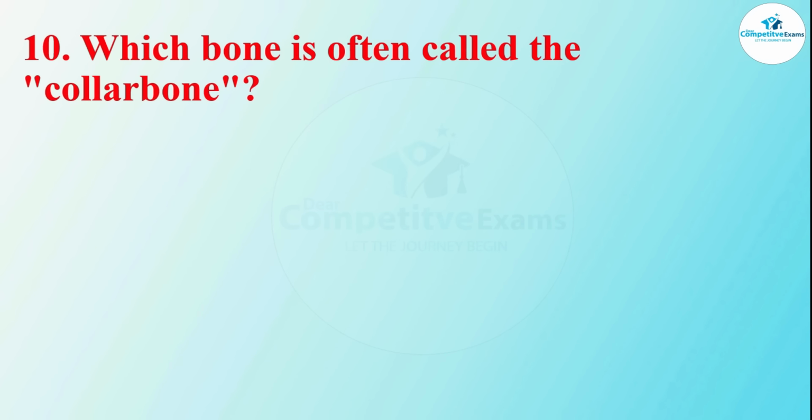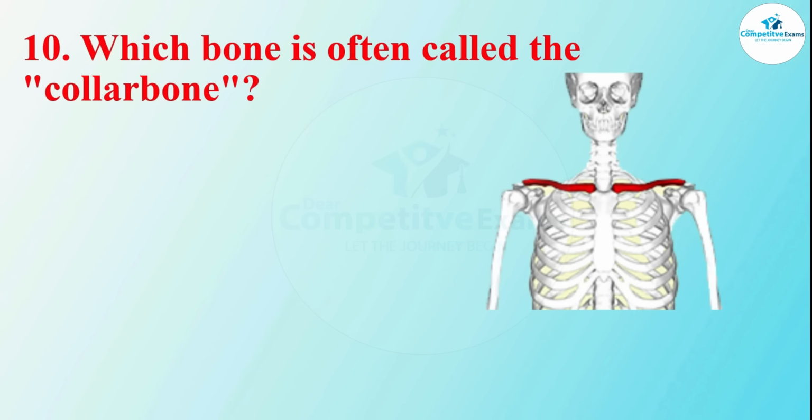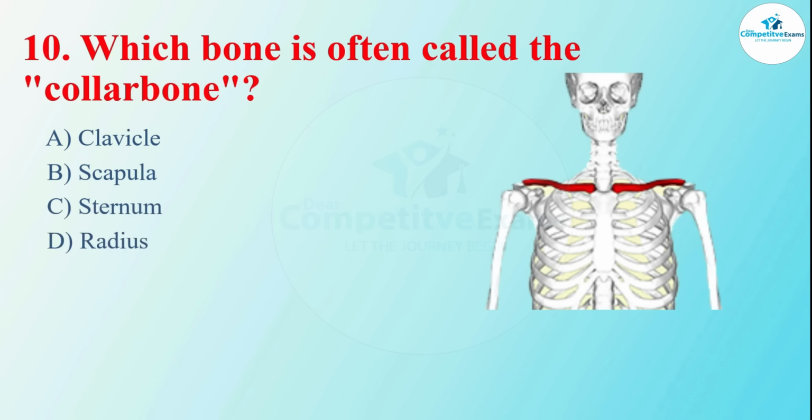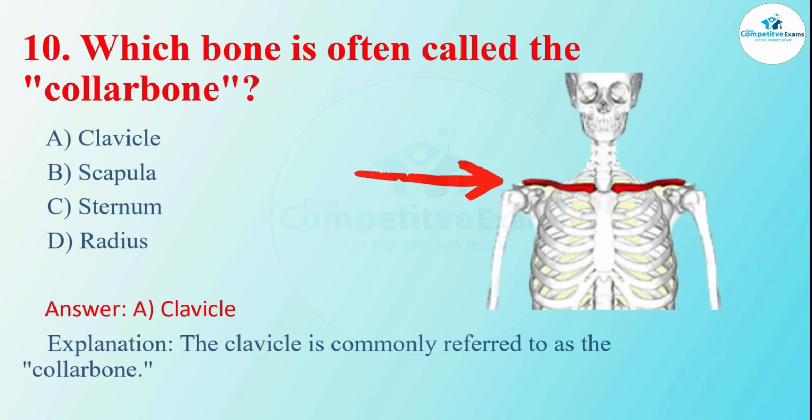Which bone is often called the collar bone? So which bone is known as the collar bone? Your options are clavicle, scapula, sternum, radius. The answer is the collar bone is the clavicle. Friends, the clavicle is commonly referred to as the collar bone. Let's move on to question number 11.